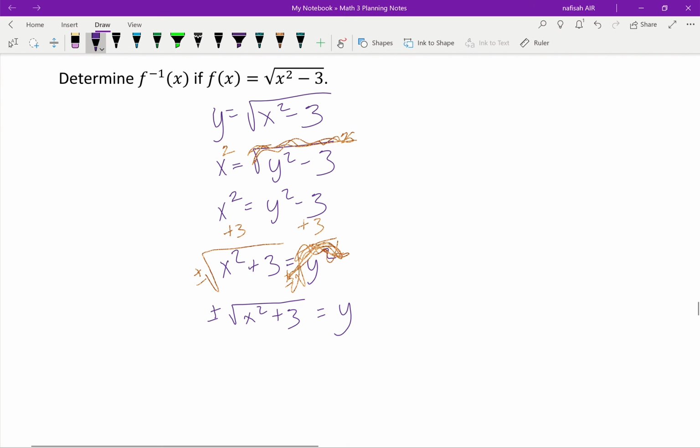It gave it to me as f of x, so it's not the inverse of y, it's the inverse of f of x, and that's plus or minus the square root of x squared plus 3.